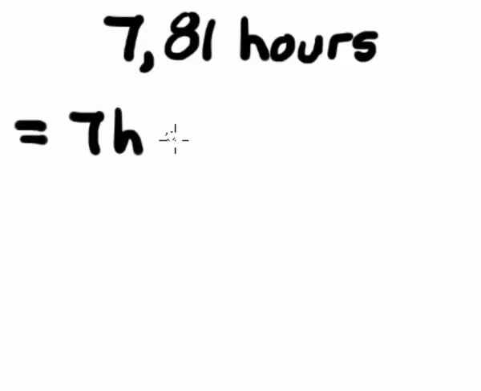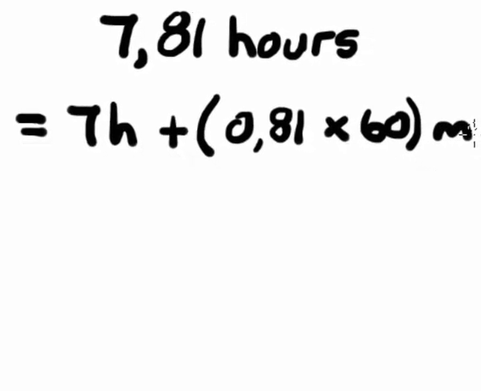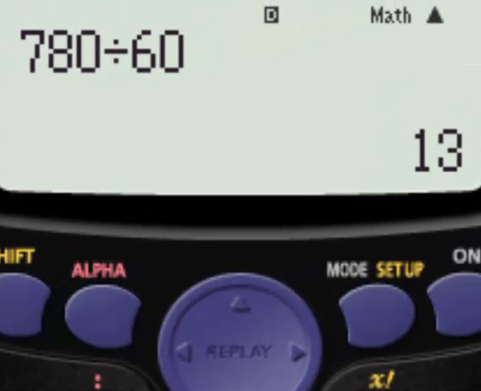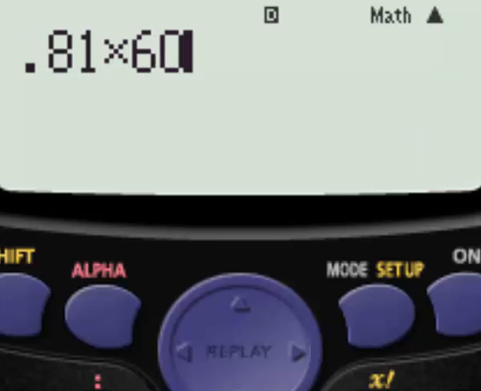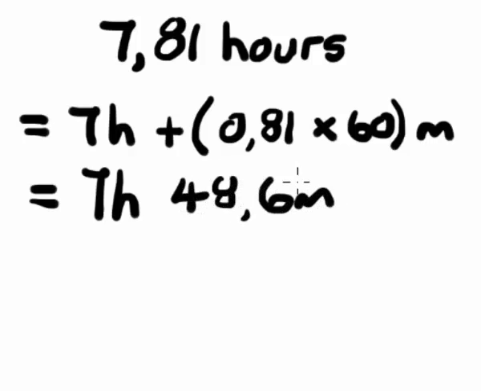And then to that, we're going to have to add 0,81 hours. So to convert hours into minutes, we've got to take the 0,81 and multiply it by 60. And this part is going to give us our minutes. So we have to do 0.81 multiplied by 60. And let's convert that to decimals. So it gives us 48,6. Okay, so remember that. So it's 7 hours and it gives us 48,6 minutes.